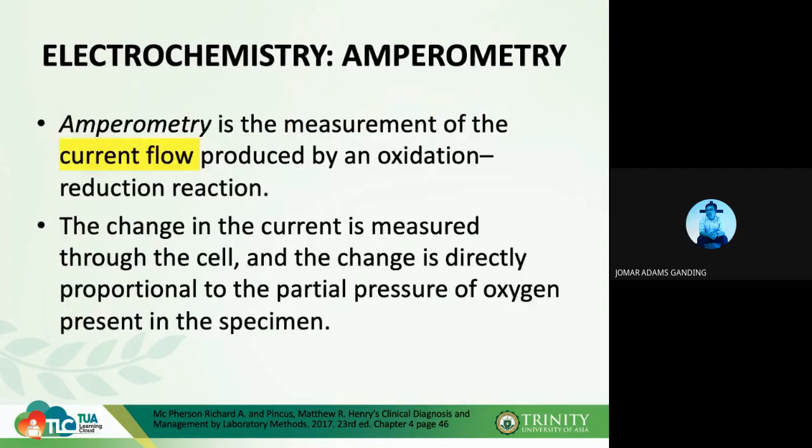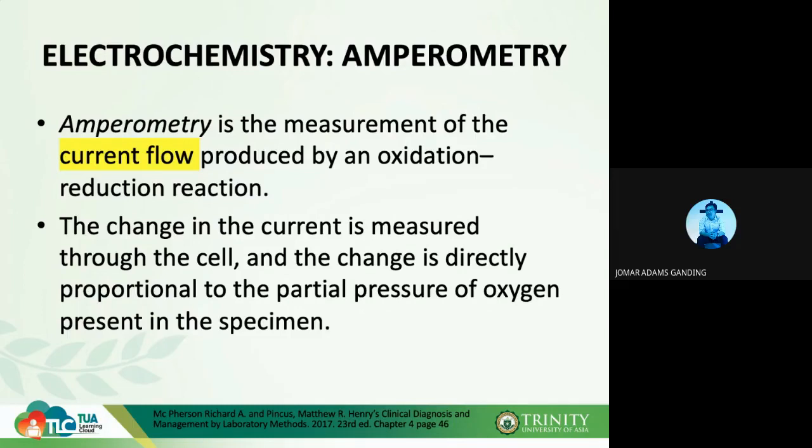Pag amperometry naman, there is oxidation. There is reduction in the system. The thing that you're going to measure now is the current flow from the oxidation reduction. Nakikita yung difference? Can you see the difference, guys? In the colometry, ikaw nagbigay ng electricity for it to oxidize. In amperometry, there is already oxidation. There is reduction in the system. What you want to measure now is the current flow produced by that reaction.